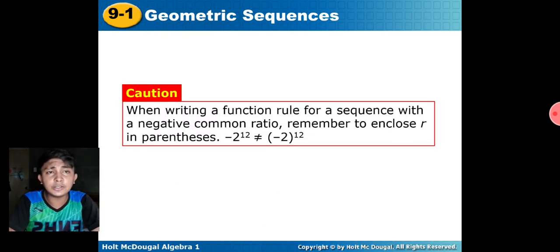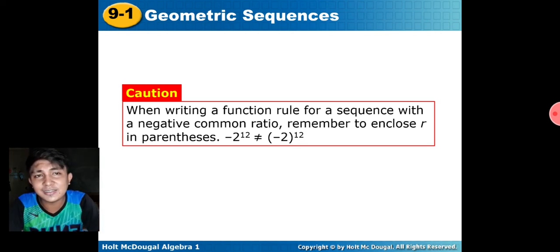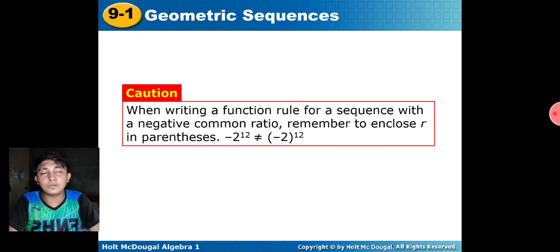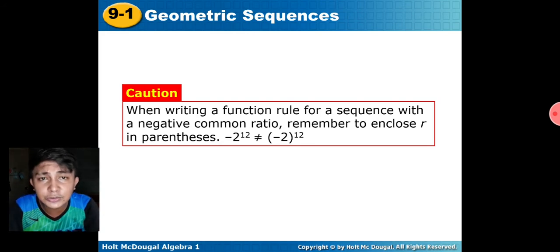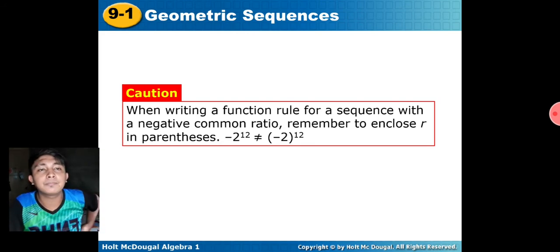Okay, when writing a function rule for a sequence with a negative common ratio, remember to enclose r in parentheses. So, parang yung activity natin nung una, na ang negative 2 raised to 12 is different sa in-enclose natin yung negative 2, ni-raise natin sa 12. Okay?